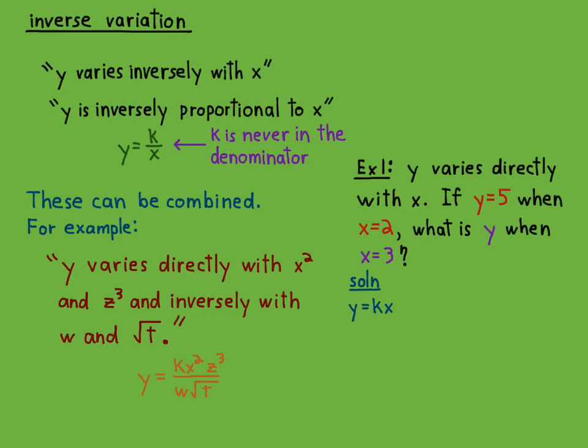Y equals kx. Now you plug in the first set of information, and that's used to find k, the value of k. So y is 5 when x is 2. Solve for k, just cross multiply the 2 and you get 5 halves.